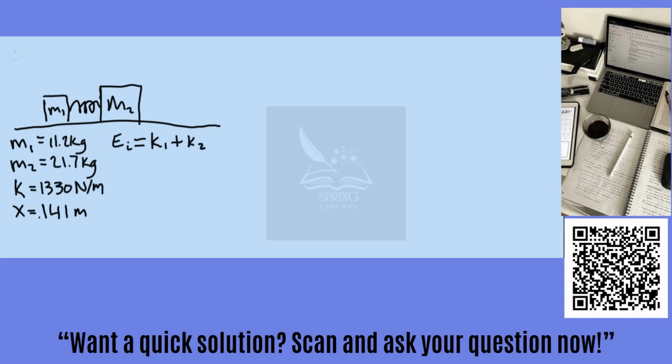The equation for the energy stored in the spring can be found using Hooke's law. It's half kx squared. Plugging in our values into this equation, we get 13.22 joules. All right, so that is our initial energy. Look, we're already a good ways through the problem here.